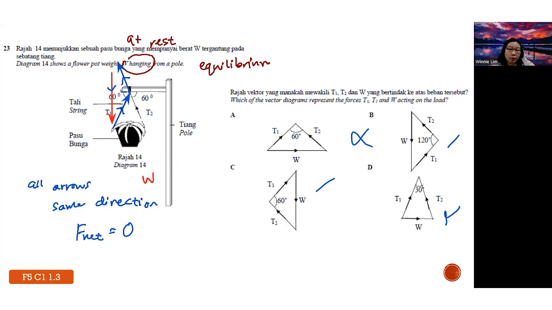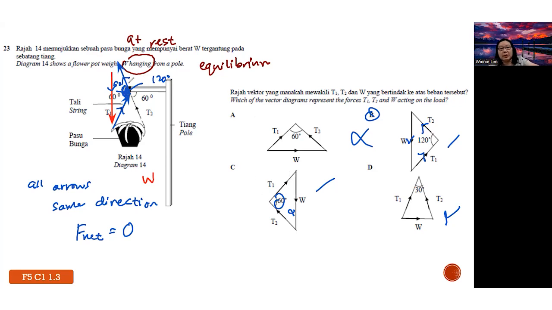So you see from here it is 60. That means the other one is also 60. So 60 plus 60, this angle is basically how much? 120. And then you look at the arrowhead, correct or not? Yes. So the answer is B. This one, the angle is wrong. The arrowhead is correct, but the angle is wrong. So be careful with how you identify the angle as well.